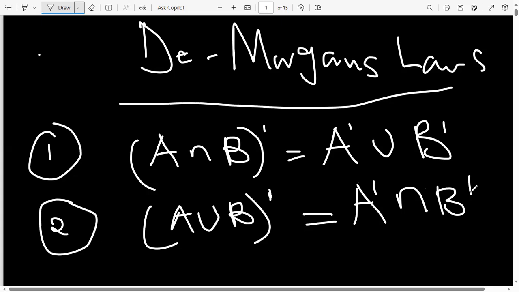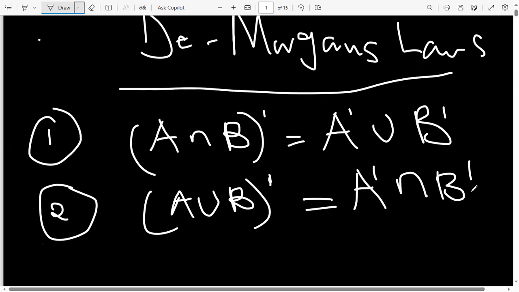It is a must for you guys to know how to prove these two. You have to know how to prove the first one, and you have to know how to prove the second one. You have to know it because it will definitely come in one of your tests, maybe even the exam. It's always there. So you have to know how to prove it. So how do we prove these De Morgan's laws?